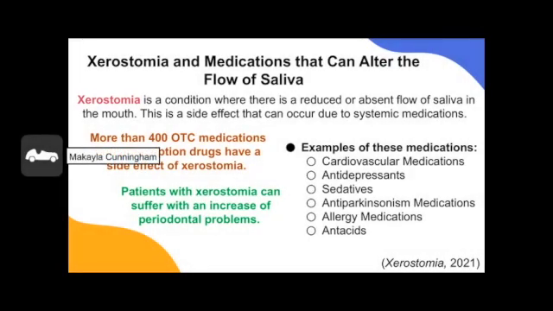Xerostomia is a side effect in a condition where there is a reduced or absent flow of saliva in the mouth. More than 400 over the counter drugs have this side effect. Medications that cause xerostomia include cardiovascular medications, antidepressants, sedatives, and other medications. Patients with xerostomia can suffer with an increase of periodontal problems because they do not have the saliva to limit the growth of pathogens.